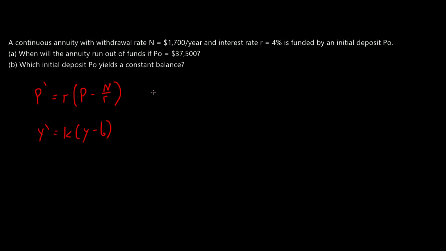So this is just one variant of the model y prime equaling k times y minus b. There are a few others that we will get to in this video, but this is the first one that we're going to talk about. First I want to talk about some definitions. What exactly does this equation mean? We can start off by talking about P of t. P of t will equal the balance at time t.